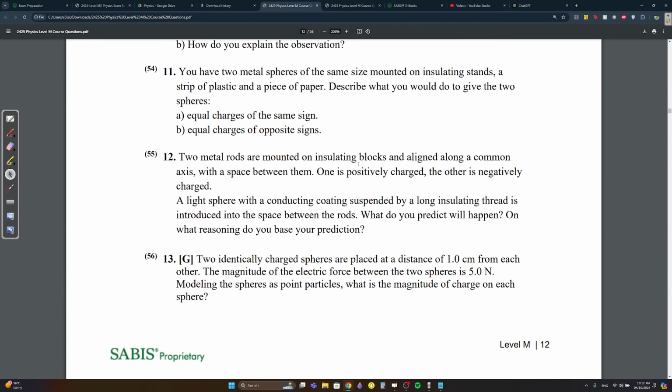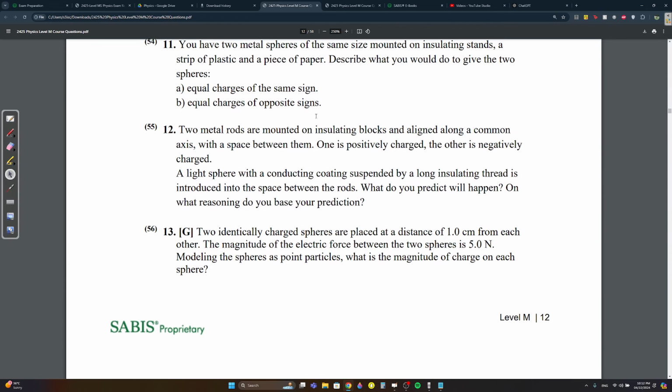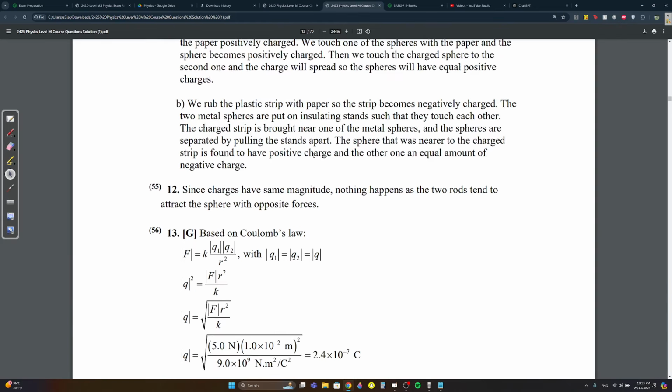I hate these questions so much. Two metal rods are mounted on insulating blocks and aligned along a common axis with space between them. One is positive, the other is negative. A light sphere with a conducting coating suspended by a long insulating thread is introduced into the space between the rods. What do you predict will happen, and on what reasoning do you base your prediction? Since the charges have the same magnitude, nothing happens, as the two rods tend to attract the sphere with opposite forces.